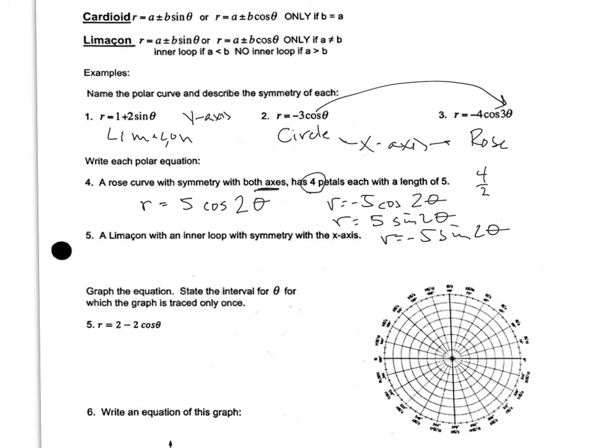For number 5, we're going to write an equation with a limacon with an inner loop, and it has symmetry with the x-axis. So we know that we're going to use cosine. Also with the limacon, you know there's no number in front of theta. So when we add the two numbers together, that's going to be our outer loop. And when we subtract the two numbers, that's our inner loop. What matters is, we don't care what the numbers are. They did not give us any numbers to use. What matters is the first number is the small one.